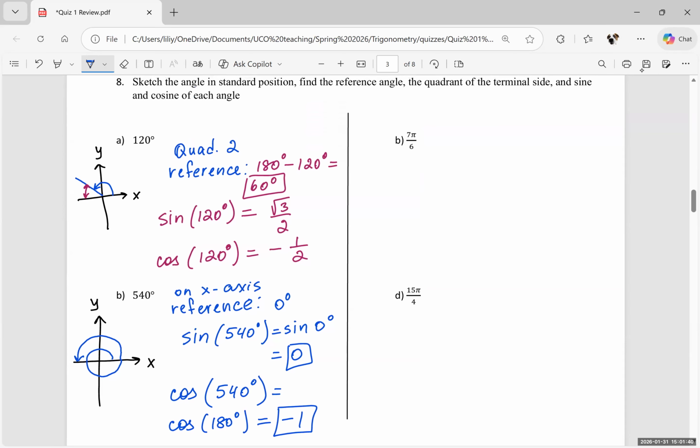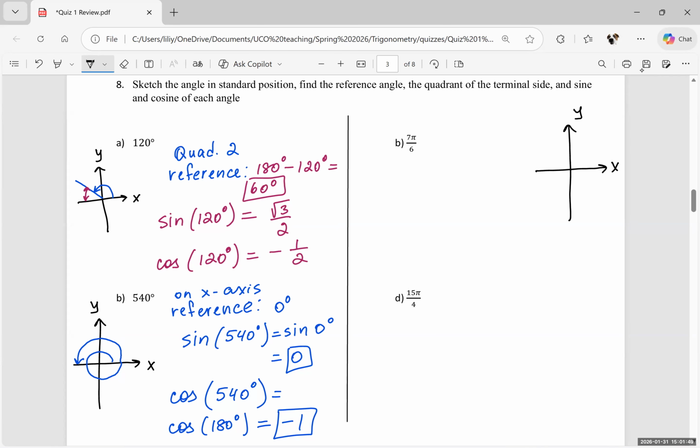Now with radians. So 7 pi over 6 with radians. Graph it over here, x and y. So 6 pi over 6 is pi, and we have 7 pi over 6, so we have to go a bit further. So right here is your angle. And now, quadrant 3, reference. We're in radians, so it is very easy to figure out the reference angle. It's just pi over 6.